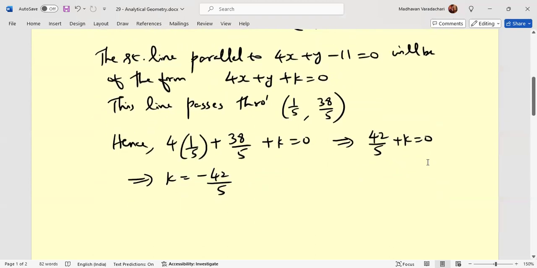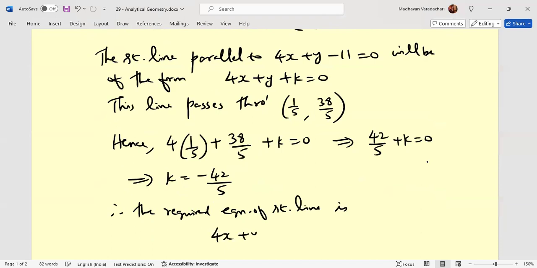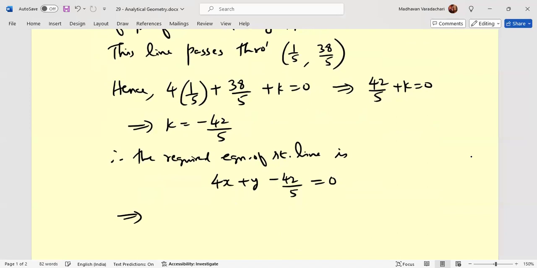So therefore, the required equation of the straight line is 4x plus y minus 42 by 5 is equal to 0. Now, taking 5 as the LCM, we get 20x plus 5y minus 42 is equal to 0. That is the required equation. Let us move on to the next question.